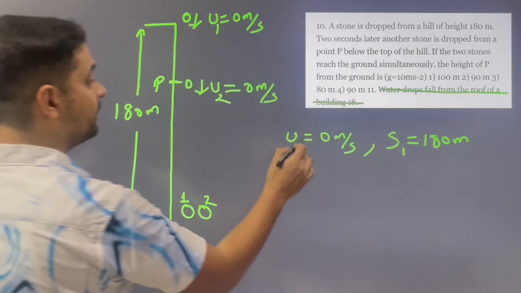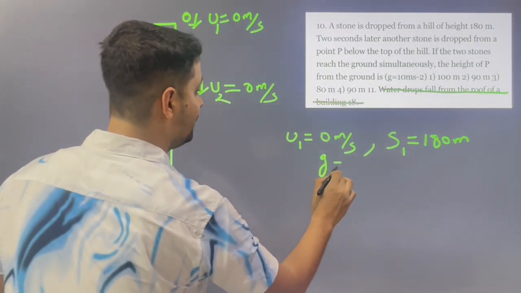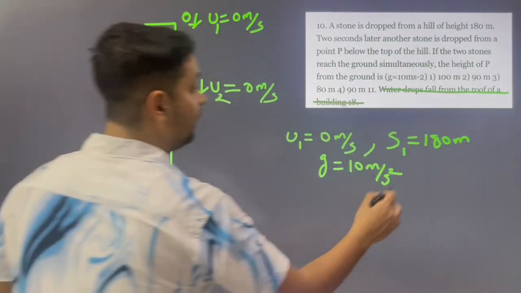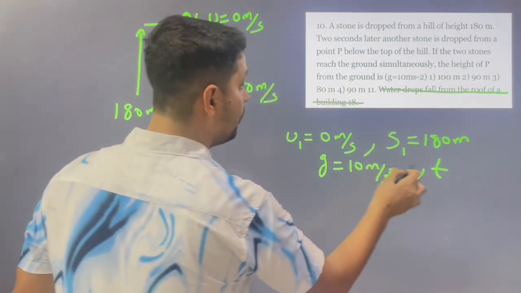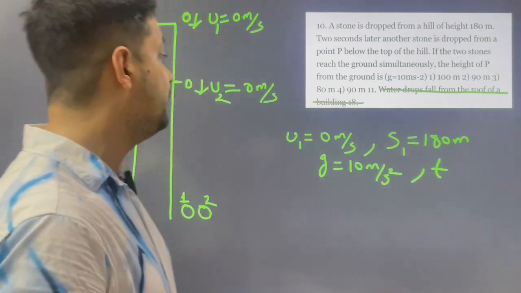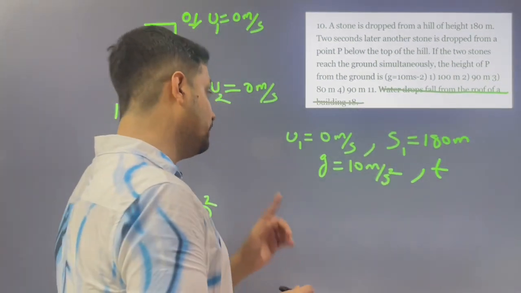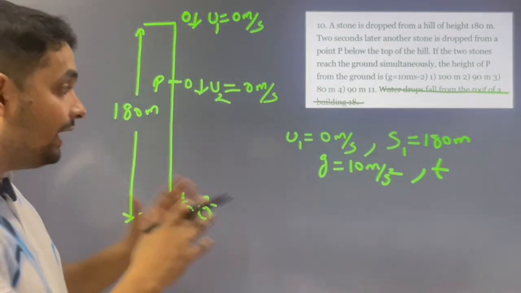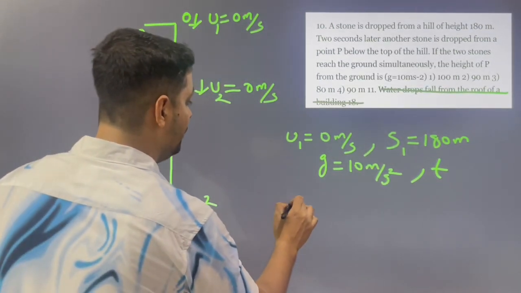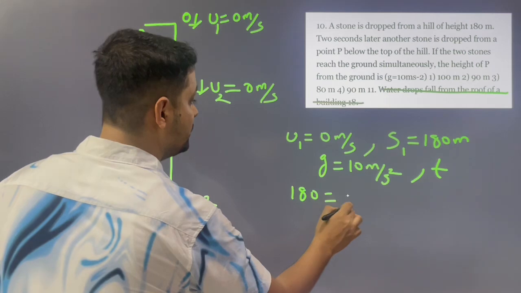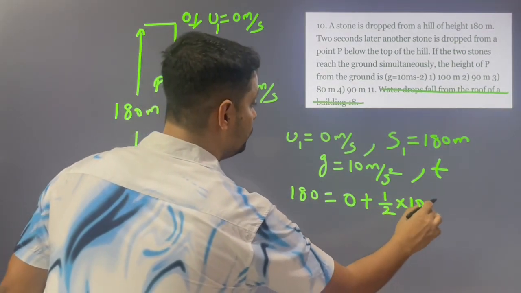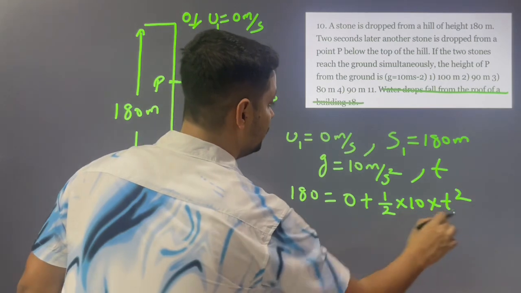And acceleration due to gravity is already given, g is 10 meter per second square, and we have to find what? Time. So these four parameters come in which motion equation? Because acceleration is constant here, s equals ut plus half at square will relate these four parameters. Okay, so we'll write s1 is 180, u is 0, plus half, a is 10, into t1 square, correct?